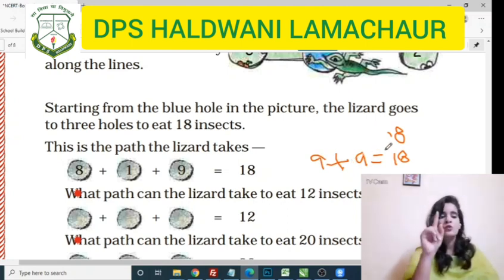If you multiply 9 twos, that is also 18. If you add 9 plus 9, the answer will be the same, 18 only.